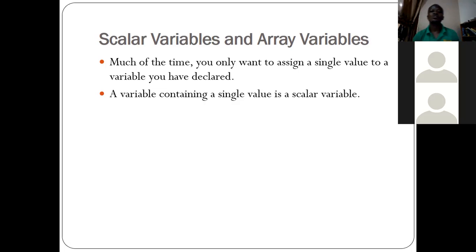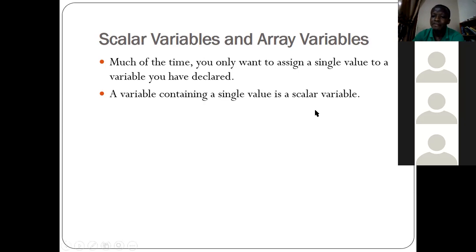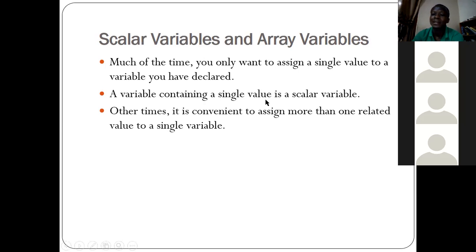Dimensioning means we want to store a particular type of data. Like I said, you may want to store dates, integers, floating numbers or real numbers. A variable containing a single value is a scalar variable. There are two types of variables: you can have an array variable and a scalar variable. The scalar variable stores just one value.